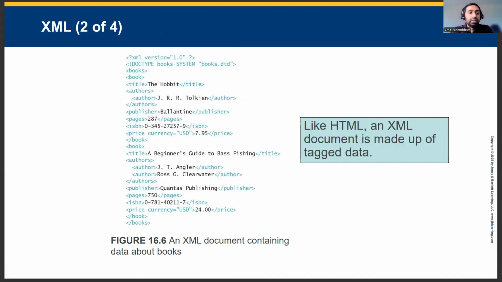This slide shows an example XML document containing book information. Like HTML, XML uses tagged data, but the tags describe content categories such as author or title, making the document self-descriptive.